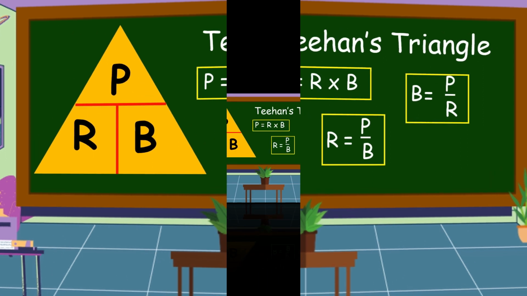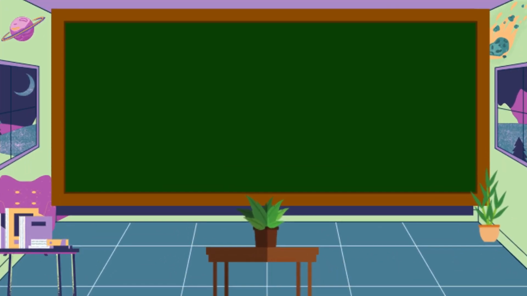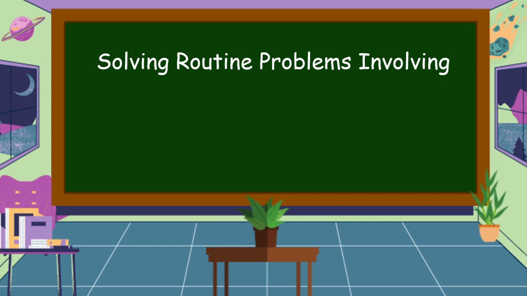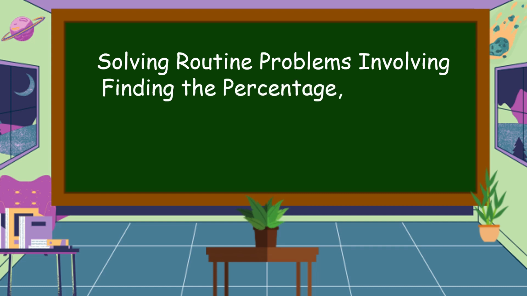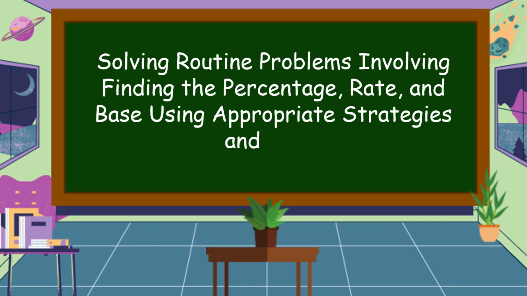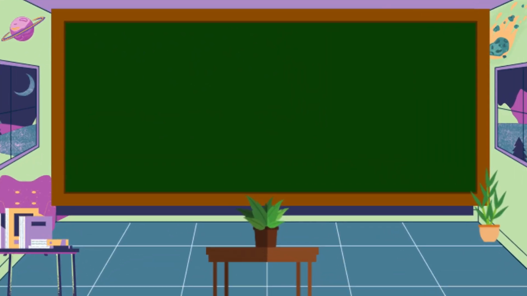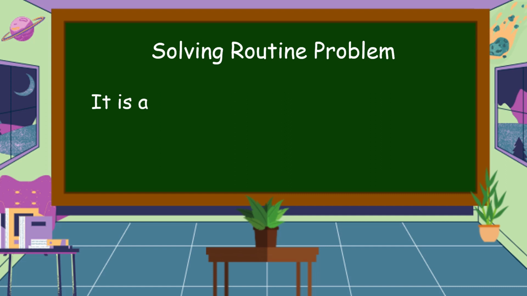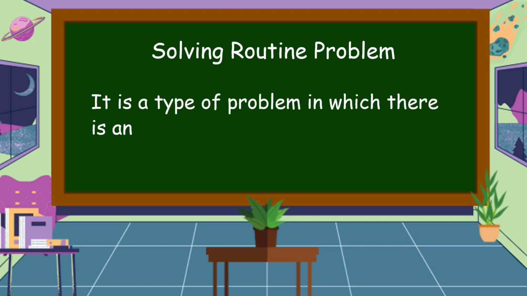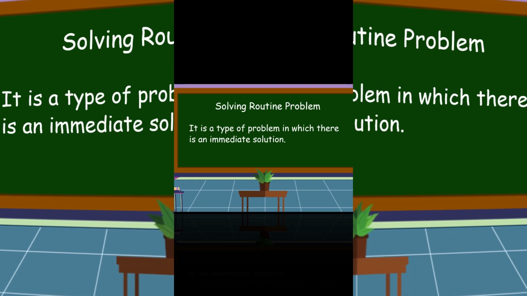rate, and base. So, una nating pag-aralan is how to solve routine problems involving finding the percentage, rate, and base using appropriate strategies and tools. Ano bang ibig sabihin ng routine problem? So, when we say routine problem, it is a type of a problem in which there is an immediate solution.